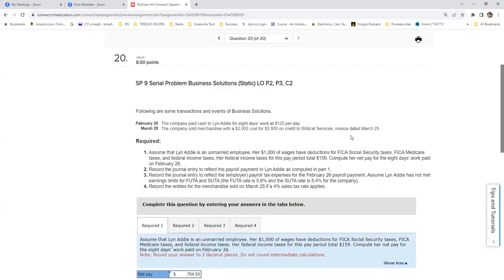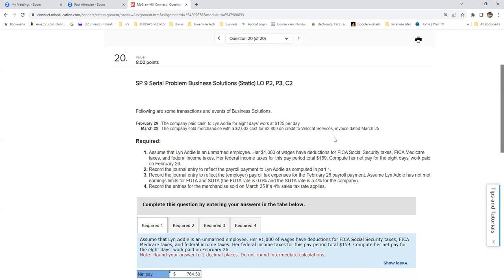Let's see. On this one, this is another payroll problem. The company paid cash to Lynn Addy for 8 days work at $125 per day, which comes to $1,000. The company sold merchandise with a $2,002 cost for $2,800 on credit.